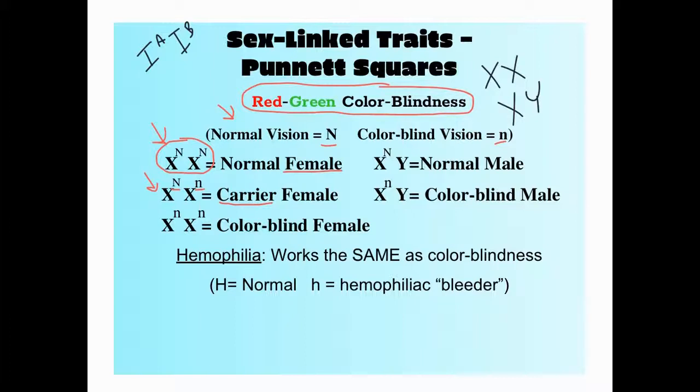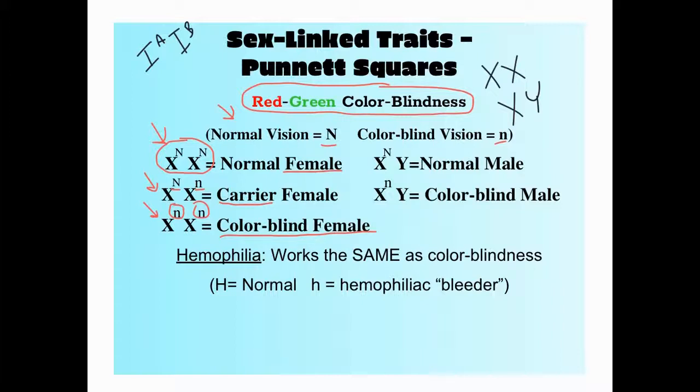The only way for a female to be colorblind is this one right here. She's XX again, so that makes her a female. And notice she has 2 little n's, 2 recessive alleles. So that is the only way a female can be colorblind. She has to get the recessive colorblind allele from both of her parents.